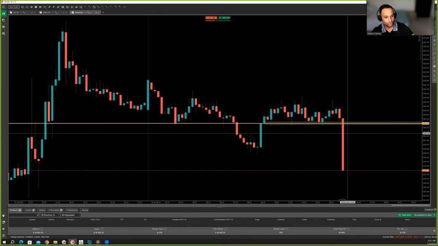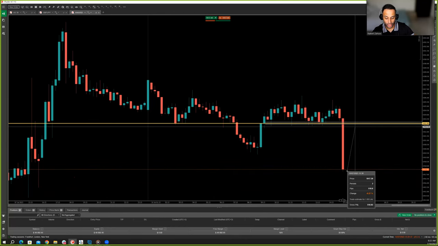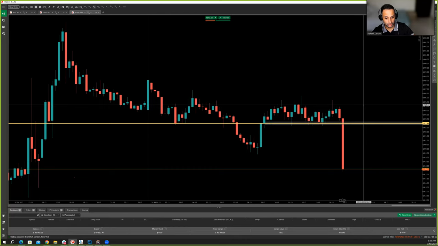Did you test Magic Keys on cTrader? Yes, Magic Keys does work on cTrader. Yeah, this is a very big move over here, 51 pips. For people who got this move, congratulations.